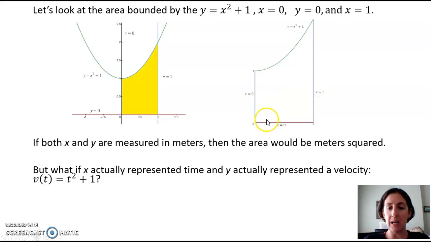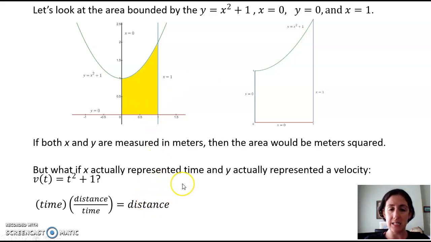So now when I take my x units, which is time, and my y units, which is now distance over time, and multiply them together, the area I'm looking at would actually represent distance. So area under a curve doesn't necessarily represent something that we're used to in terms of the area of a rectangle, where it's square inches or something of that sort.